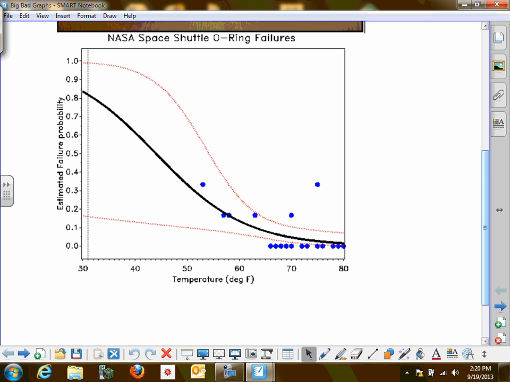This graph could have saved lives if the NASA analysts had put it together and used the information. Let me explain. What this is, each one of these dots represents 100 trials of these things called O-rings. And an O-ring is kind of like a little seal on the fuel tank of the shuttle.